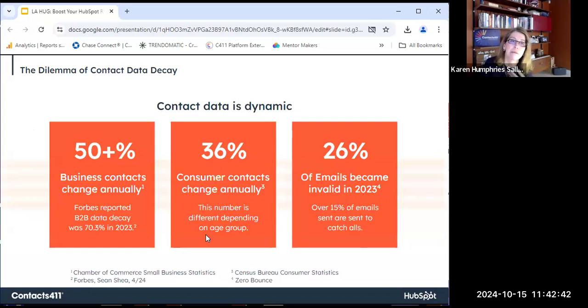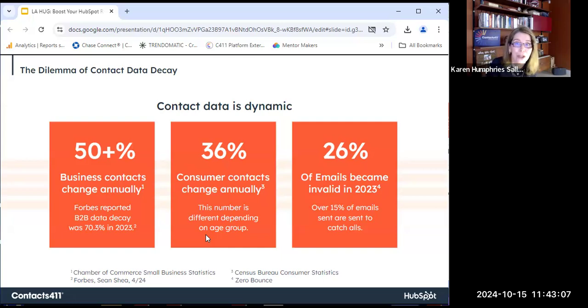50% of business contact data changes annually. Forbes actually says that number in 2023 was 70. There are a lot of different ways people calculate it. I like to be more on the conservative side, not the sky is falling side. So if you've got 10,000 names in your B2B database, at the end of the year, only 5,000 of them are still accurate. I know, it's really scary.